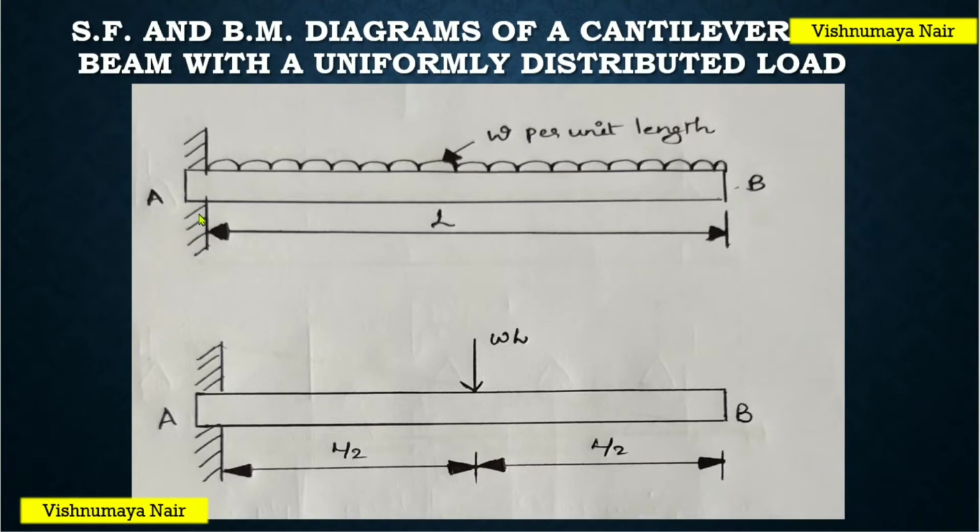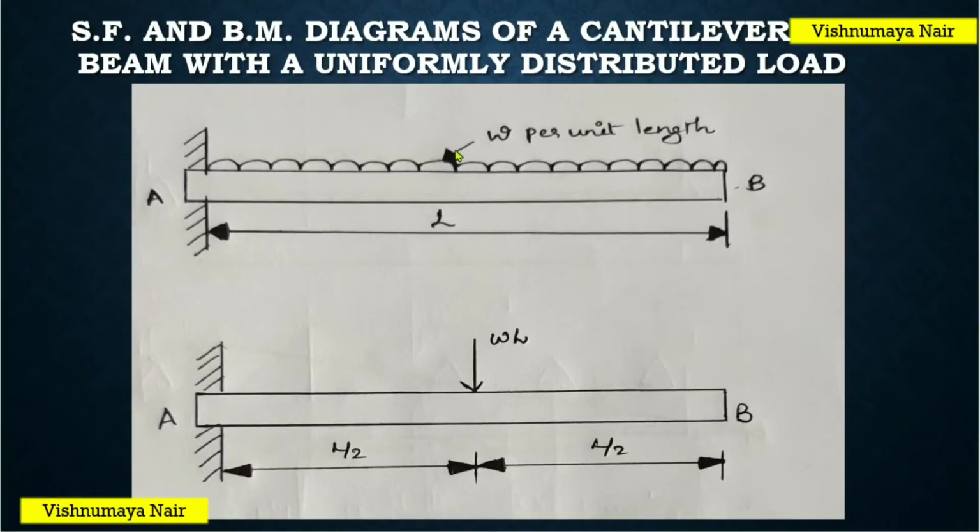A beam which is fixed at one end and free at the other end like this is known as a cantilever beam. And this is a uniformly distributed load. A uniformly distributed load is the one which is spread over a beam in such a manner that the rate of loading W is uniform along the length of the load. In this case, since this load is spread over the entire length of the beam, we can say that the rate of loading W is uniform along the length of the beam.